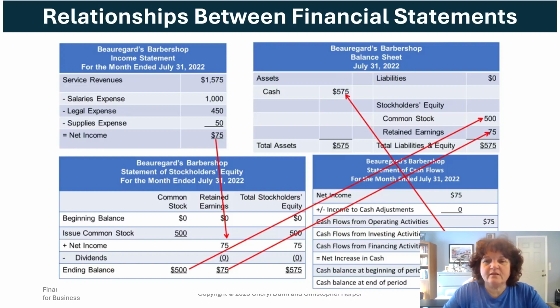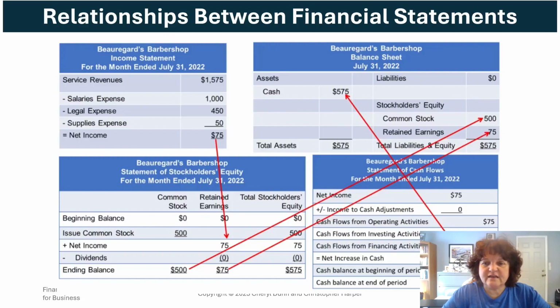Then, because we didn't have any adjustments to that, that net income is also our cash from operating activities. And then we didn't have any investing activities yet for this company. We did have that cash flow from financing activities from selling the shares of stock for 500, and that gave us our net increase in cash of 500.